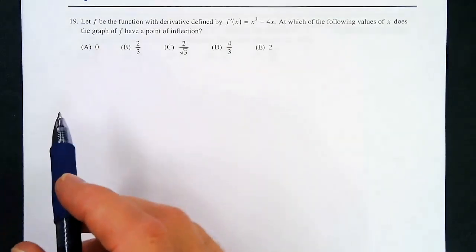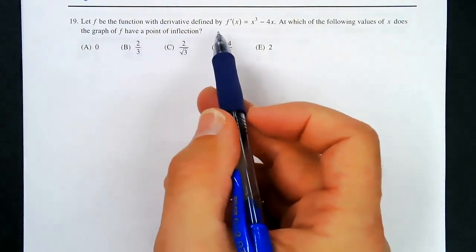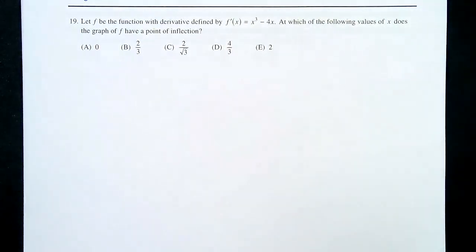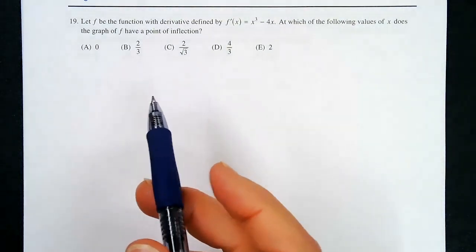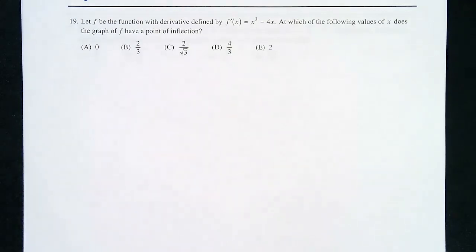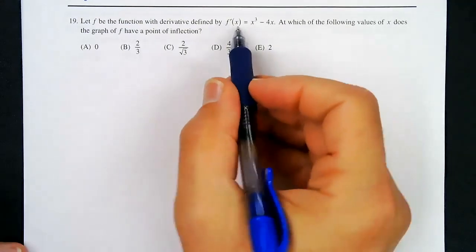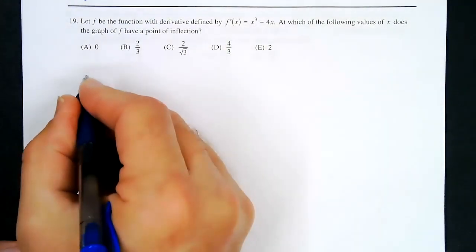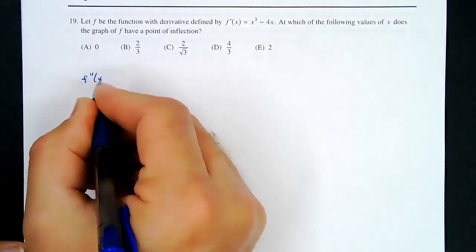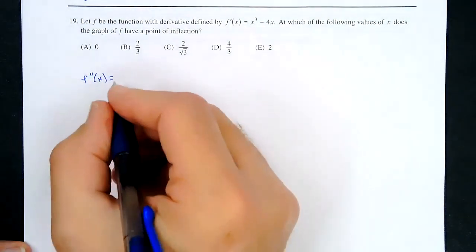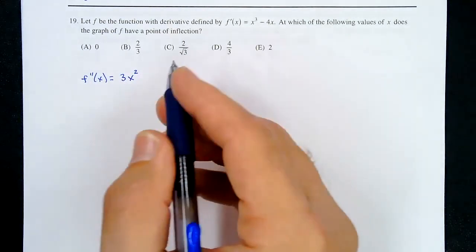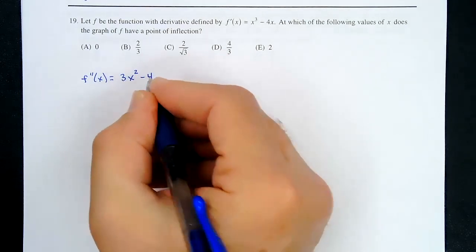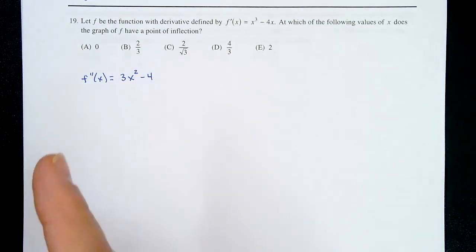So for number 19, let f be the function with derivative defined by f prime of x is equal to x cubed minus 4x. At which of the following values of x does the graph of f have a point of inflection? So we know we have a point of inflection when the second derivative changes signs. So we are given the first derivative, we need to find the second derivative. So f double prime of x is equal to 3x squared minus 4. And then what we need to do is set that equal to 0.